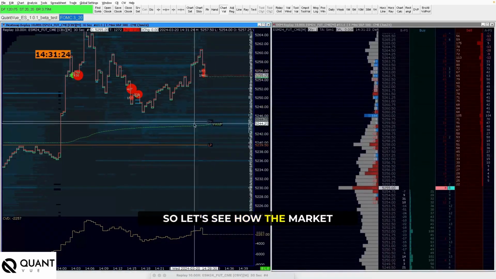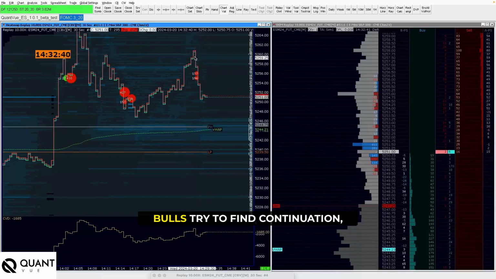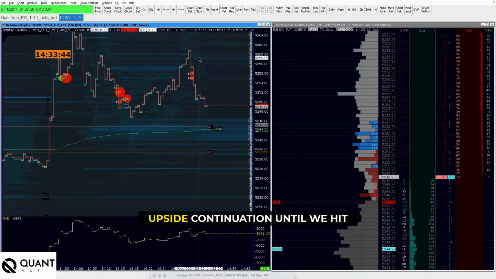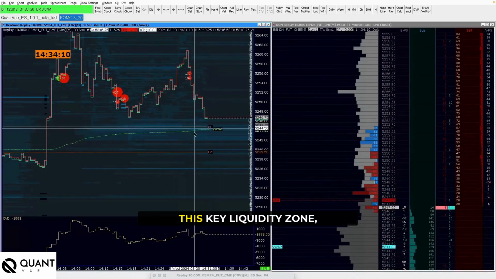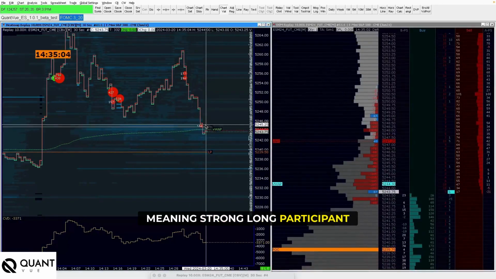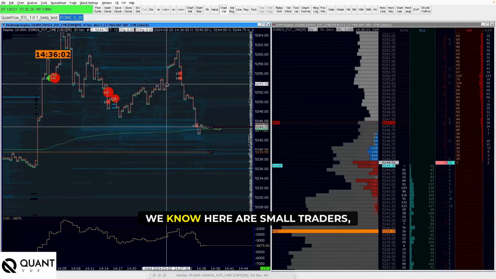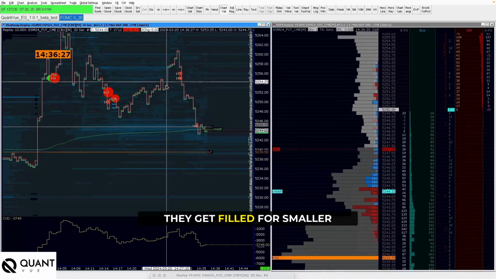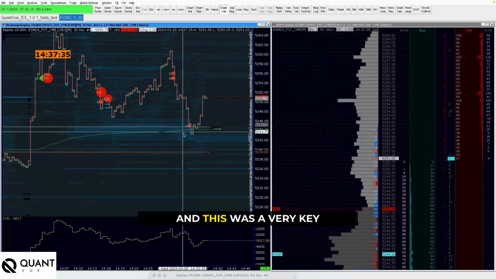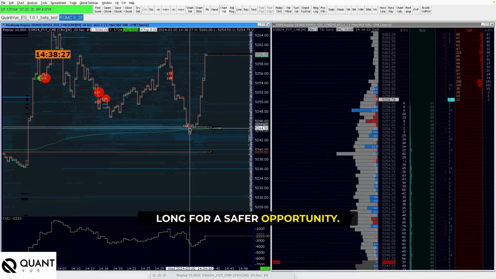So let's see how the market reacts once it grabs this liquidity right here. Again, bulls try to find continuation, but the market hasn't found any upside continuation until we hit this key liquidity zone, meaning strong long participants basically try to long the market. So this is very key. We know these are small traders, they get filled for smaller orders, and then the market still moves to the downside. And this was a very key opportunity to enter long for a safer entry, for example, than entering here.